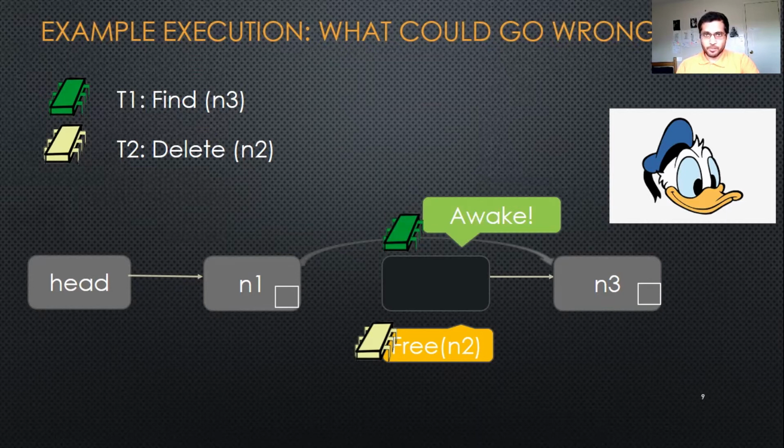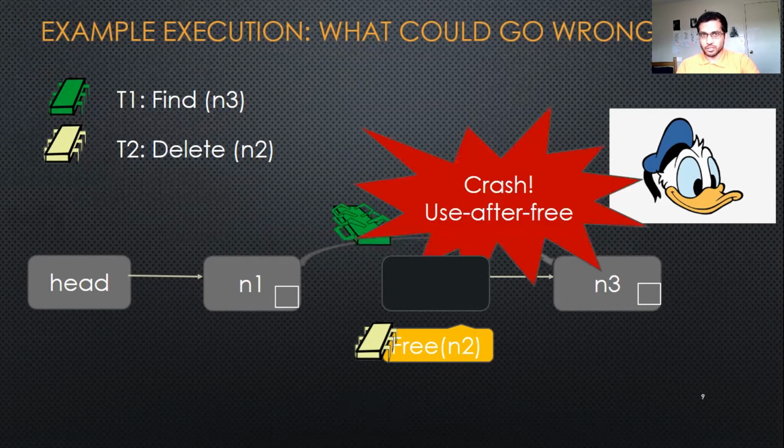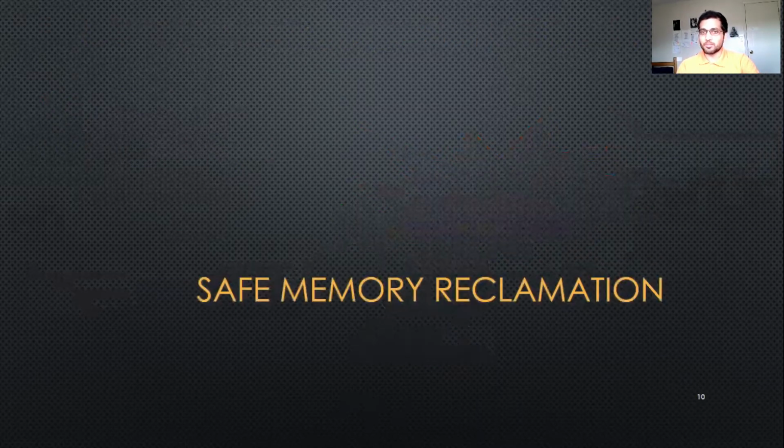What could go wrong? Well, you might have guessed, thread T1 would suffer a segmentation fault, or it would crash. And this happened because of a use after free error. So the problem which Mr. Concurrent Programmer has just faced is formally known as the problem of safe memory reclamation in concurrent data structures.